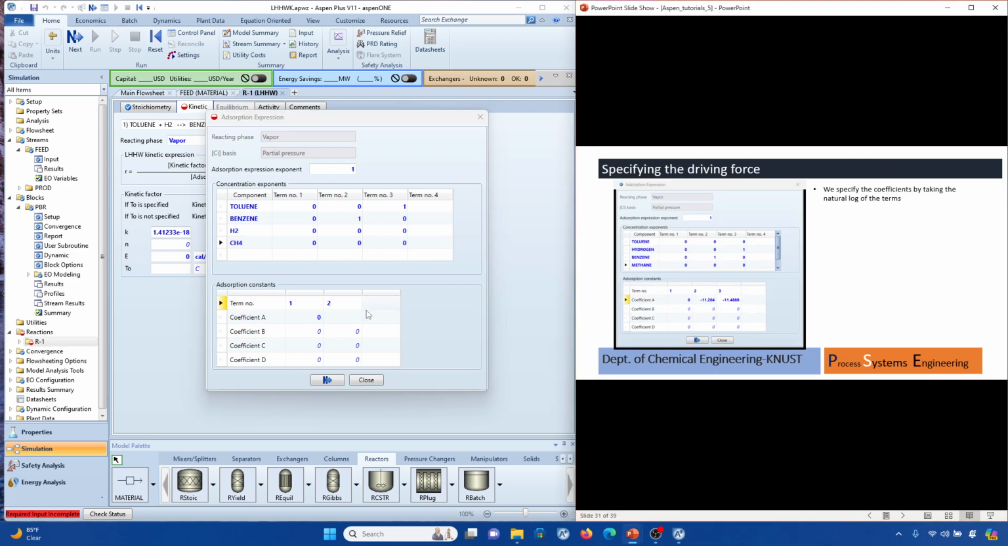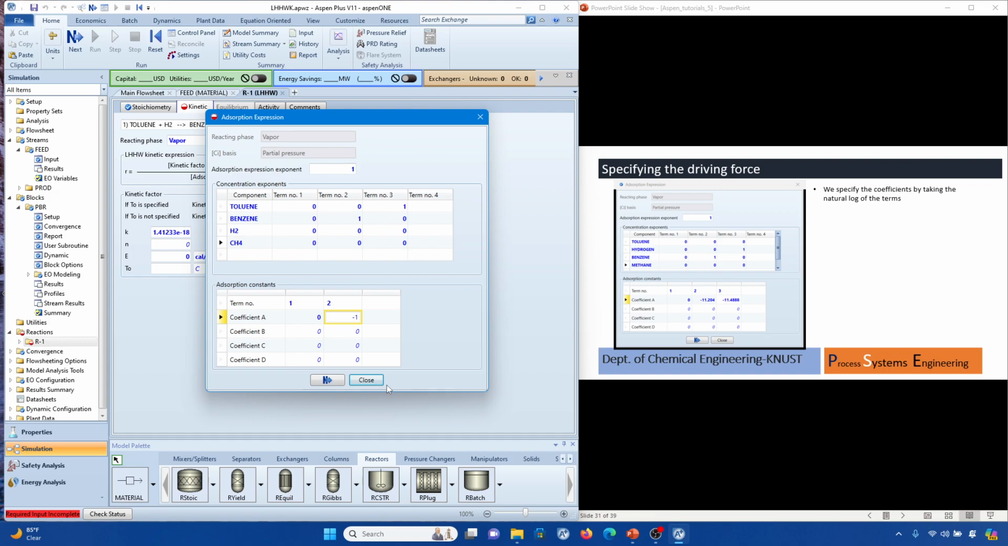So when we look back here, that value was minus 11.204. And for our third term, where we have KT, it's minus. Right, and that should do it.